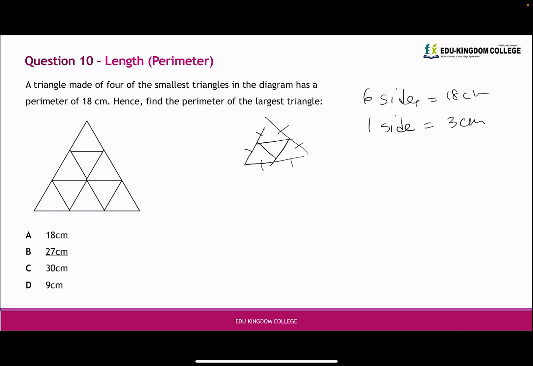Now find the perimeter of the largest triangle. It's got 1, 2, 3, 4, 5, 6, 7, 8, 9. So it's 9 times 3 centimeters equals 27 centimeters. Part B. There you go.